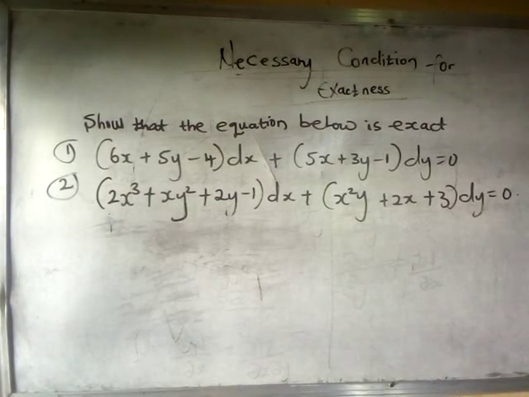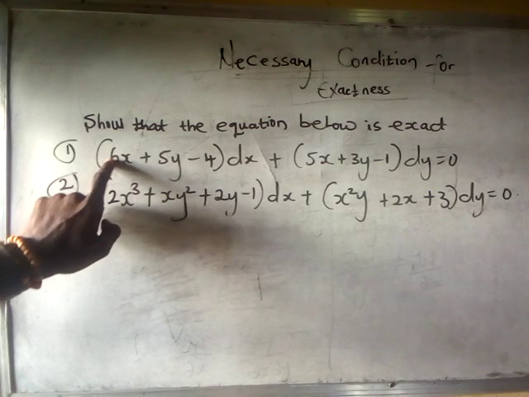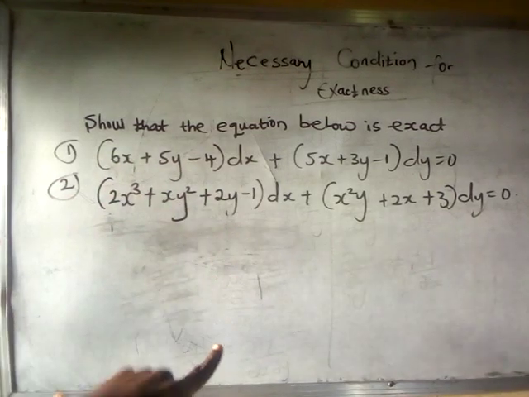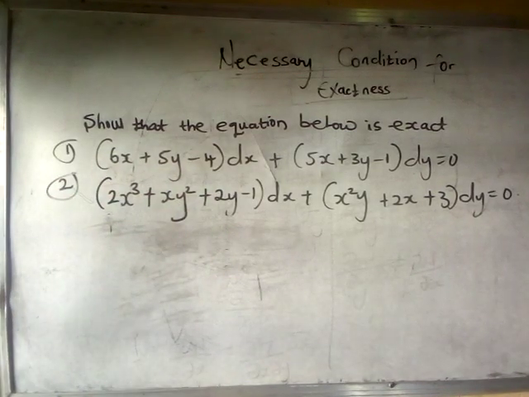Good day, viewers. We are going to continue from where we stopped in our last video. We are going to test equation 1, (6x + 5y - 4)dx + (5x + 3y - 1)dy = 0, to see whether it is exact or not.